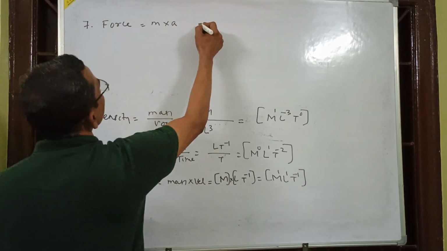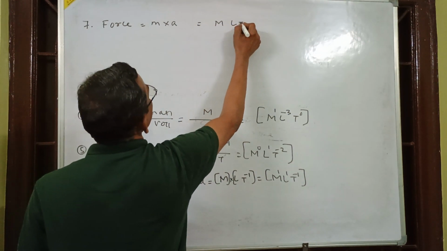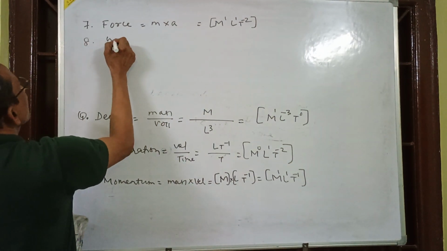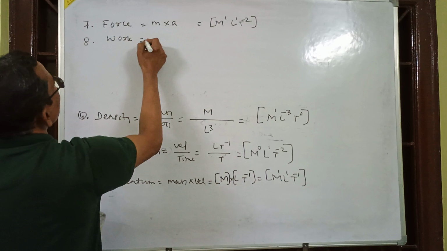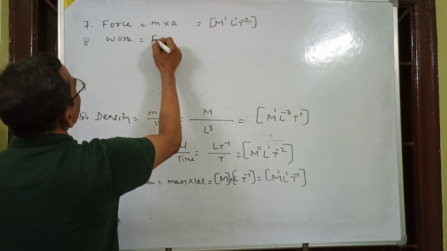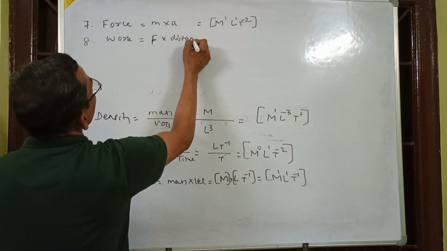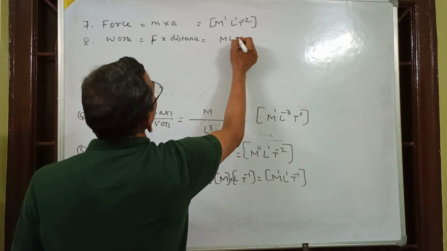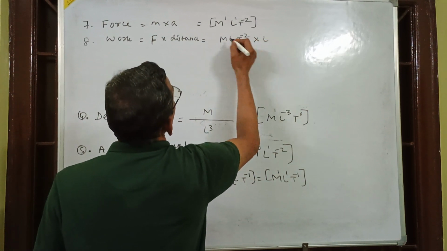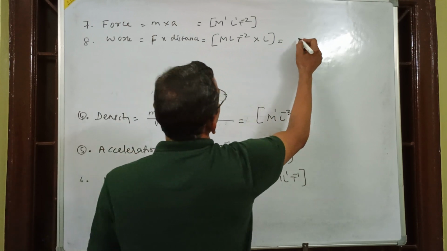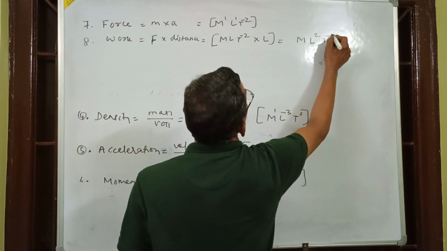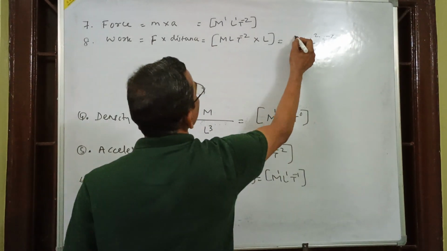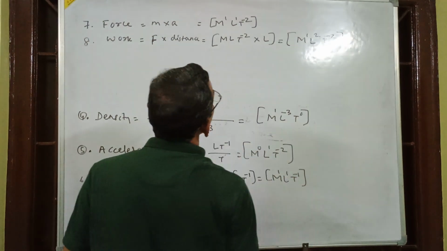Mass into acceleration, that becomes M L T^-2, and that is 1. Work done or work dimension is force into distance. In that case it becomes M L T^-2 into L, and it becomes M L^2 T^-2.